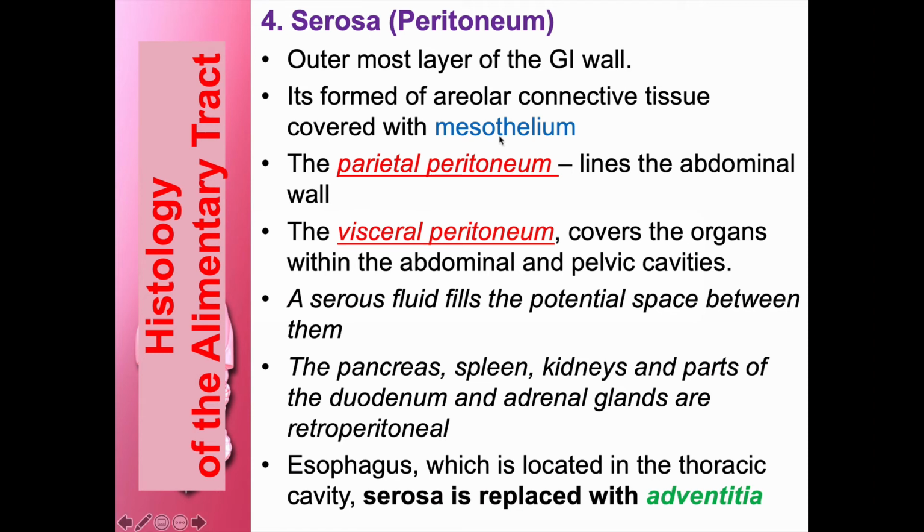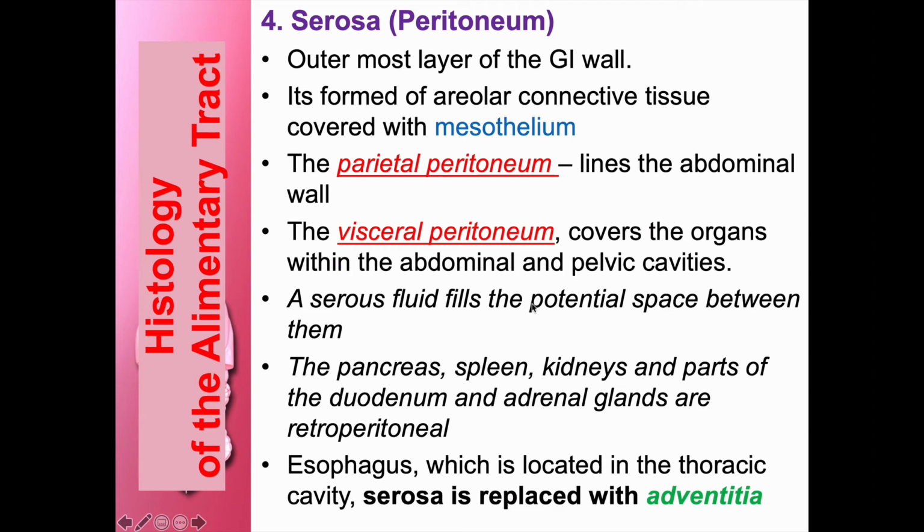It is made up of areolar connective tissue. The parietal peritoneum and the visceral peritoneum are present. The parietal peritoneum lines the abdominal wall, whereas the visceral peritoneum covers the intestine. For example, in this video, the intestine is held by the mesentery.